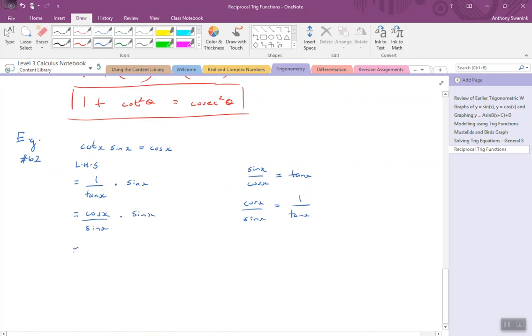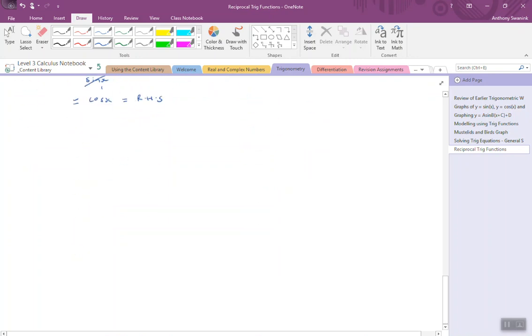Now, hopefully you can see where we're going now. This and this will cancel. We'll multiply them together. Okay, just cancelling common factor there. And we're left with cos x, which is what we're trying to prove, which is equal to the right-hand side. So we take one of the sides and we want to get the other side. Okay, so that's one example. Let's take a look at another one.